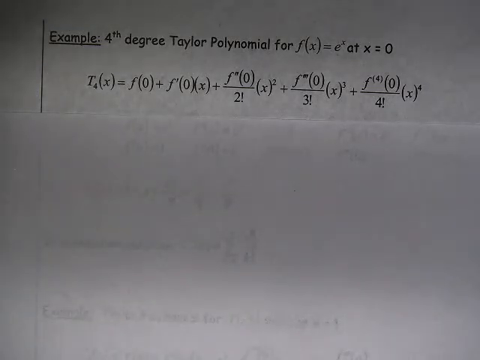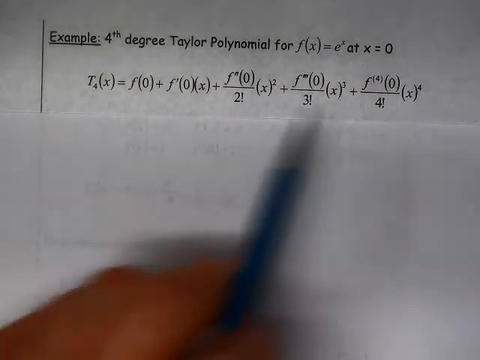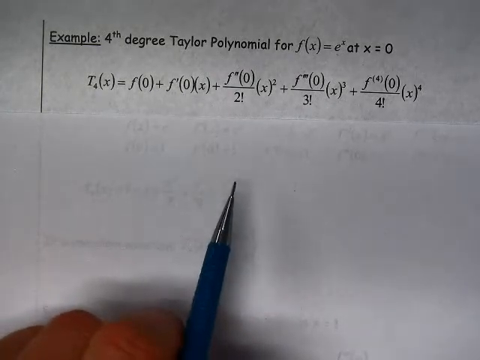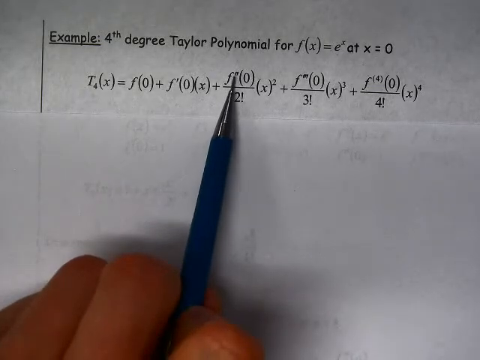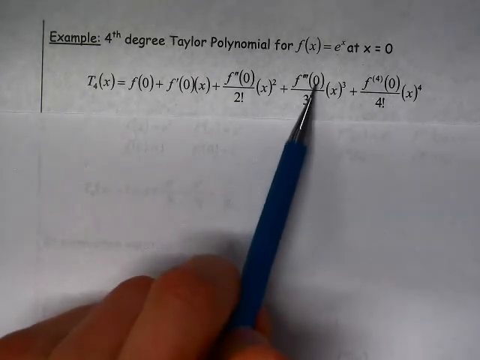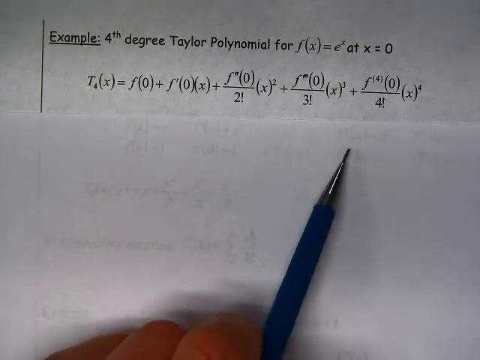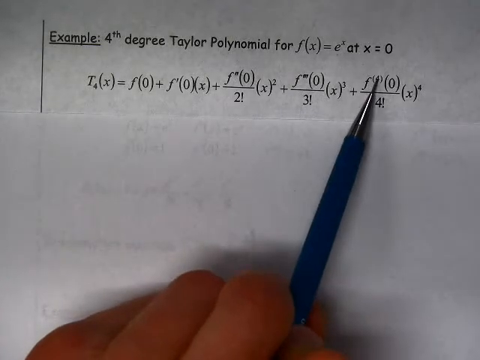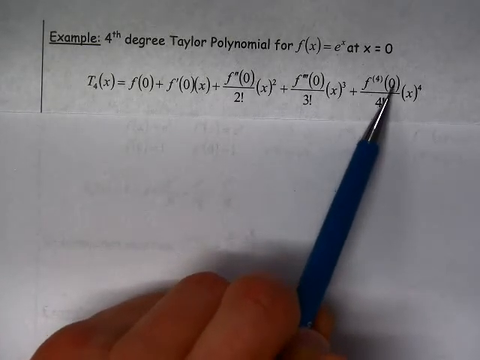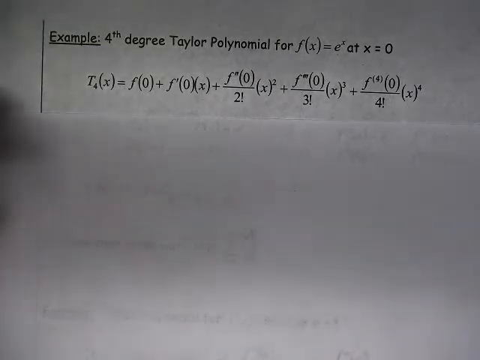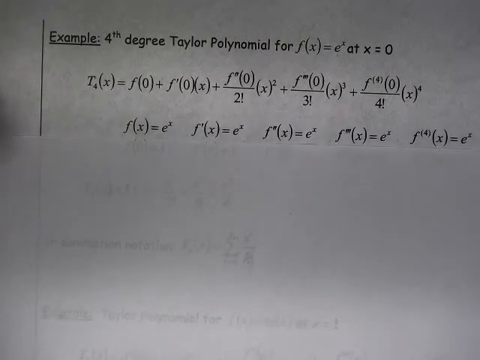We're centering it at 0, so it's going to be f of 0 plus f prime of 0 times x plus f double prime of 0 over 2 factorial times x squared plus the third derivative at 0 over 3 factorial times x cubed, and so on. Again, this is the fourth derivative of f at x equals 0 over 4 factorial and then x to the fourth. All right, so now I need the first, second, third, and fourth derivatives.